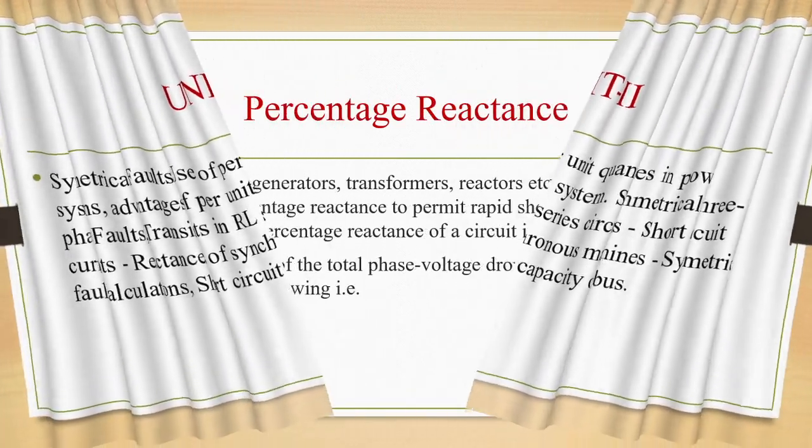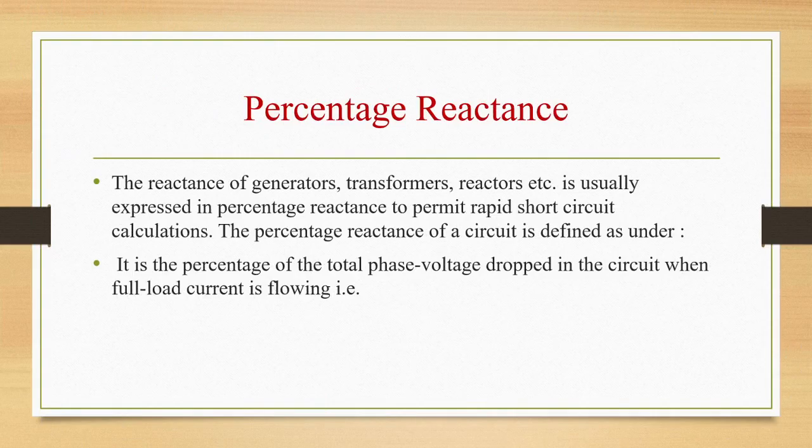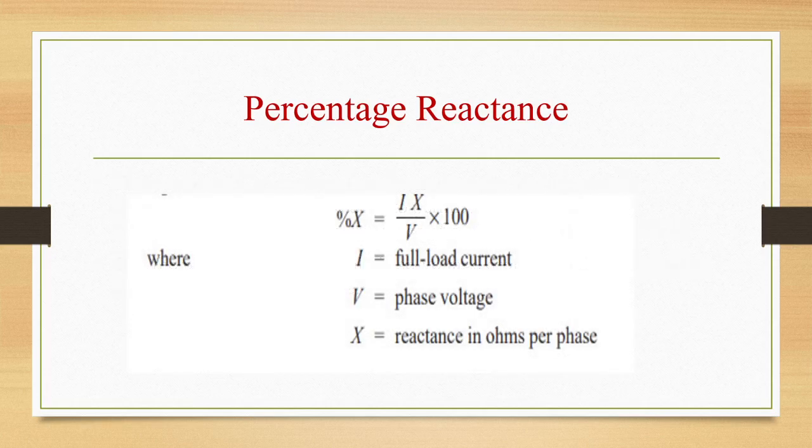Percentage reactance we have seen. Reactance of generators, transformers, reactors, etc. is usually expressed in percentage reactance to permit rapid short circuit calculations. Percentage reactance of a circuit is defined as percentage of total phase voltage dropped in the circuit when full load current is flowing. That is percentage X is equal to Ix by V into 100.